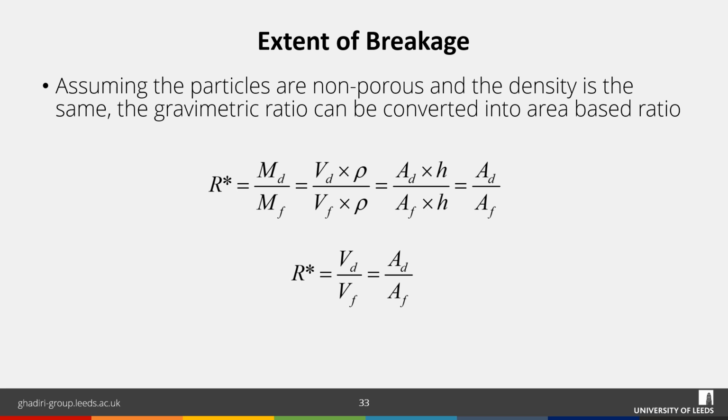The extent of breakage R star is conventionally known as a ratio of the mass of debris to the mass of the feed crystals. If we now assume the particles are non-porous and have the same density, this gravimetric ratio can then be converted into an area-based ratio as shown here, where R star is simply a ratio of the area of the debris over the area of the feed crystals.